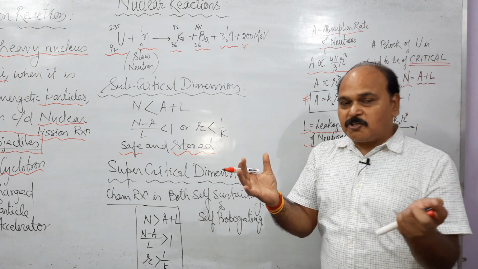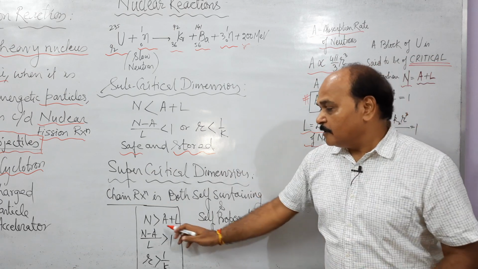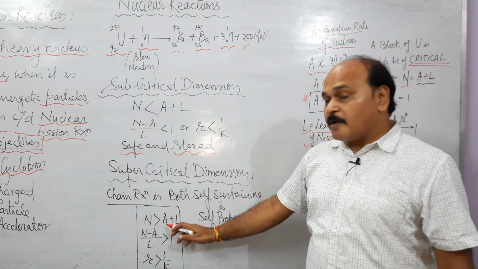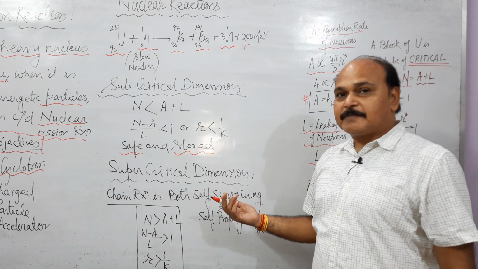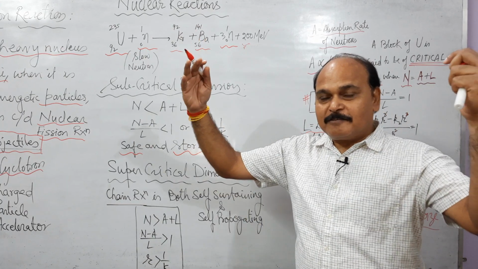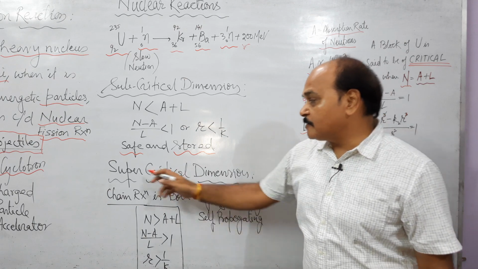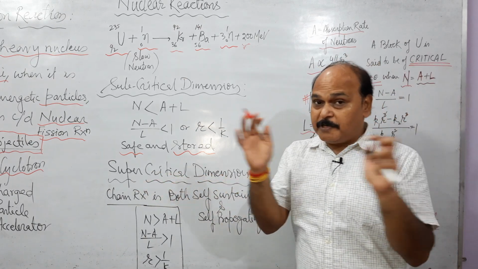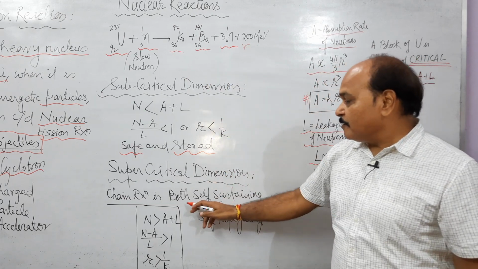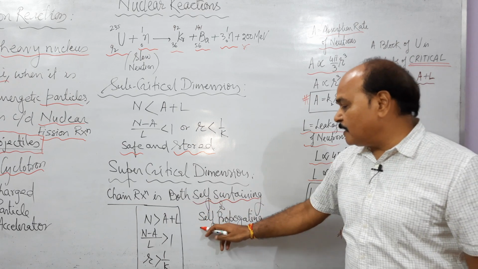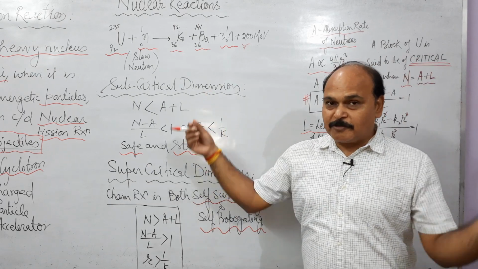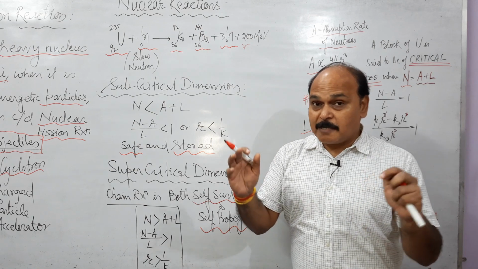And finally, supercritical dimension. A block of uranium is said to be of supercritical dimension when the production rate of neutrons is greater than the sum total of absorption rate and leakage rate. And what happens as the result? Always there are some neutrons left to carry forward the fission reaction. So a block of uranium of supercritical dimension is very, very dangerous. In this block, the nuclear fission reaction is both self-sustaining as well as self-propagating. And if the reaction continues on its own without any control over it, it is termed an atom bomb.